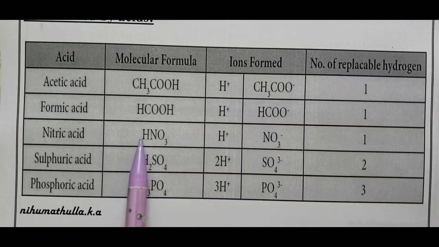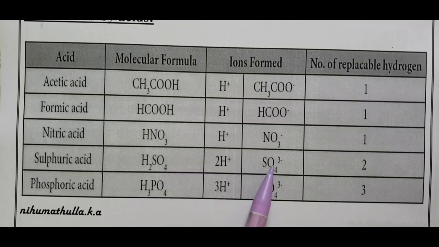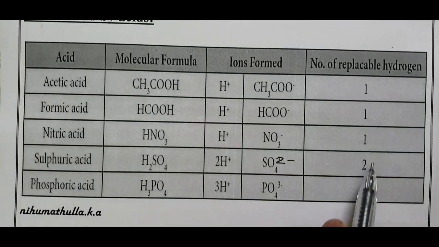Nitric acid, molecular formula HNO3. It undergoes ionization and gives H plus and NO3 minus. Number of replaceable hydrogen atoms equal to 1. Sulfuric acid, H2SO4. It undergoes ionization and gives 2 H plus ions and SO4 2 minus ion. The number of replaceable hydrogen atoms is 2, basicity equal to 2. It is a dibasic acid.